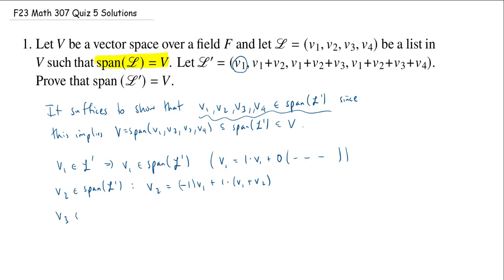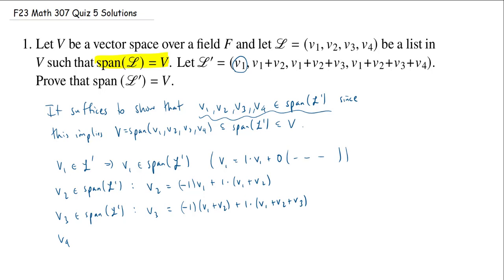How about V3? Well, I claim V3 is also in the span of L prime. Why? I notice here I have V1 plus V2 plus V3. I'm going to take 1 copy of that, and then add -1 copies of V1 plus V2. The -1 copy and the 1 copy of V1 plus V2 cancel, and I'm just left with 1 copy of V3.